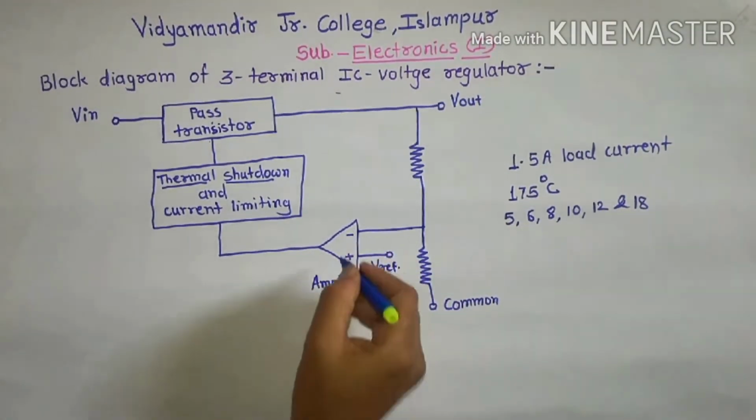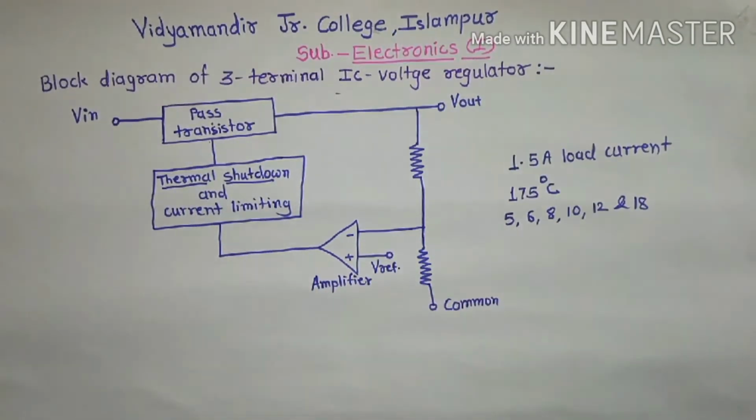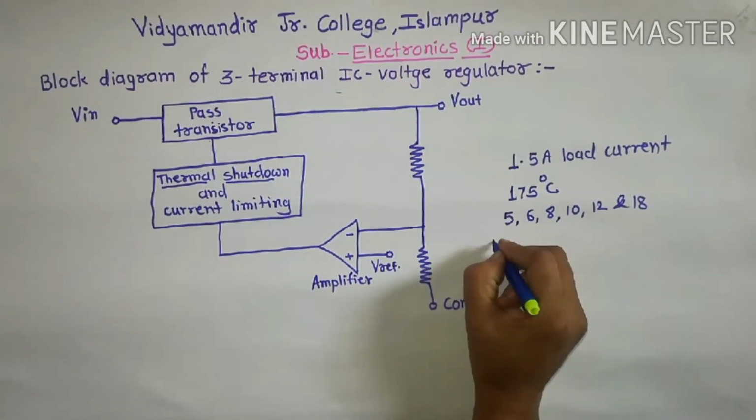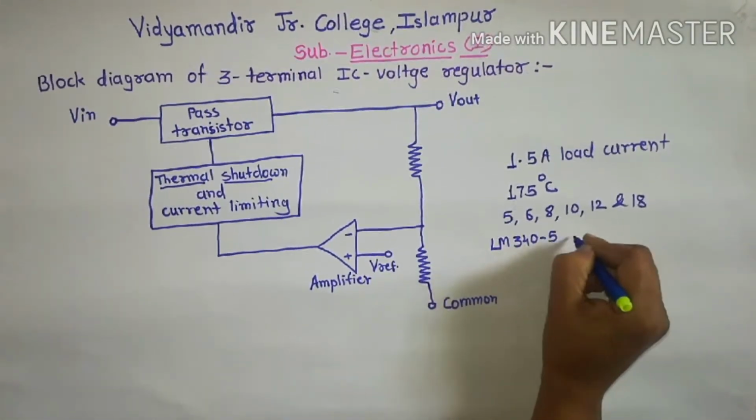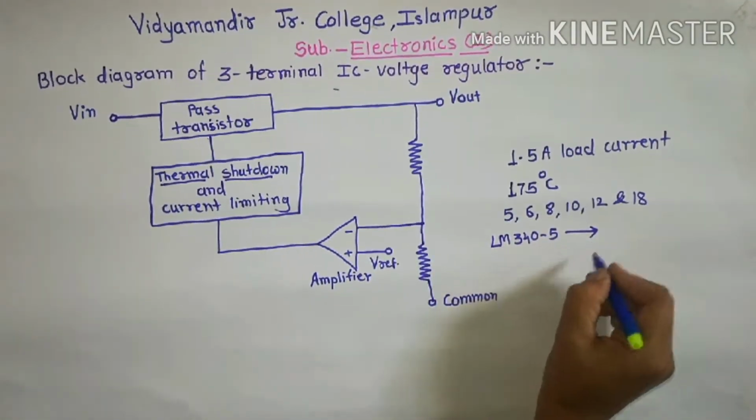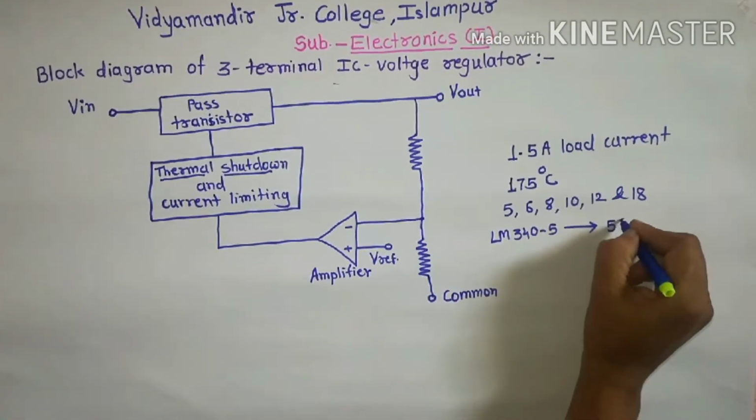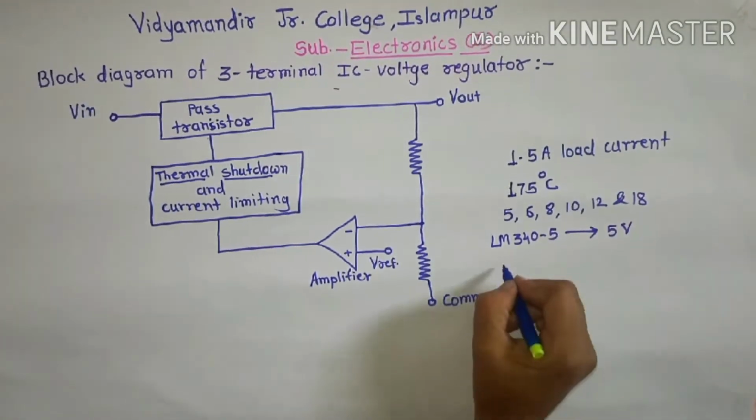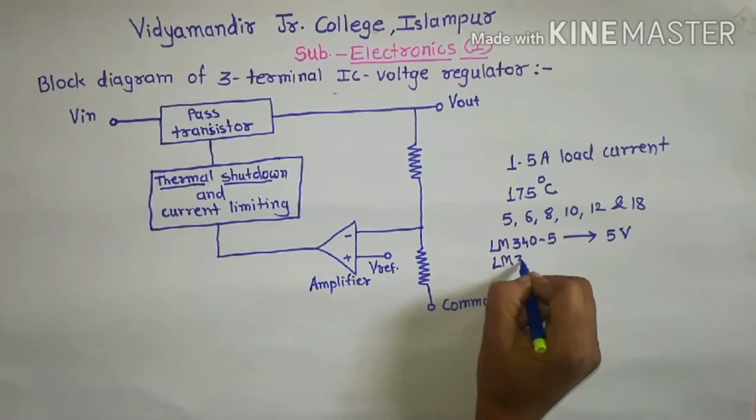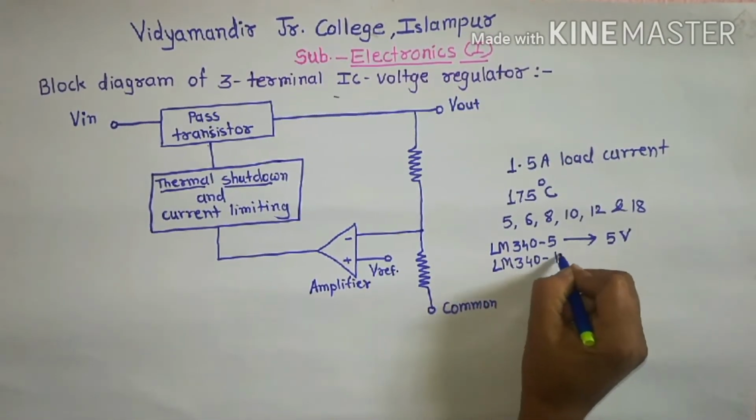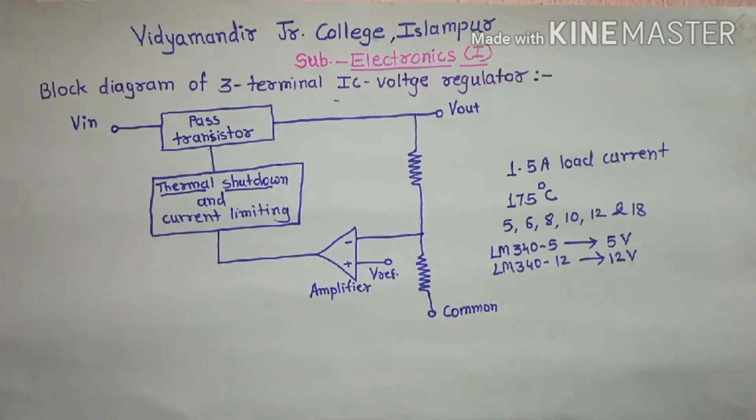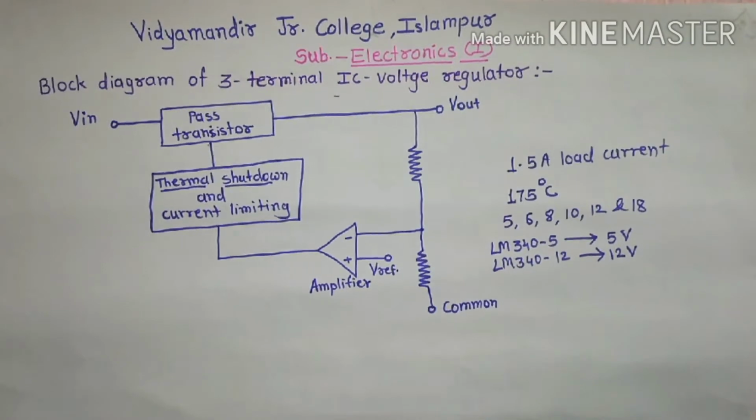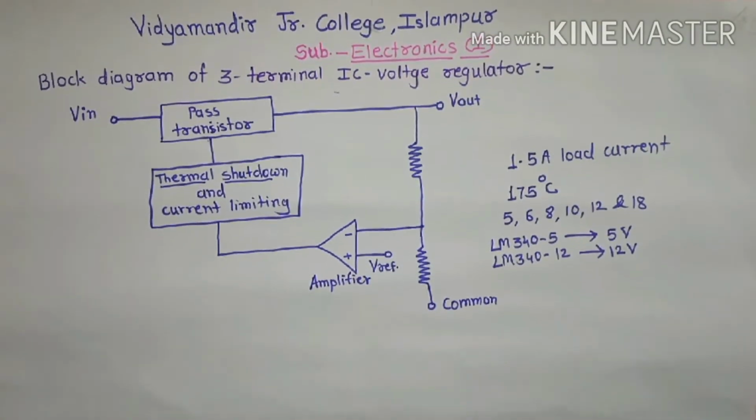And because of these voltage ranges, the IC would be LM340-5, that is, it gives a regulated 5 volt DC output. And again, for example, LM340-12 gives a 12 volt regulated DC output voltage. These are the series of fixed voltage regulators.